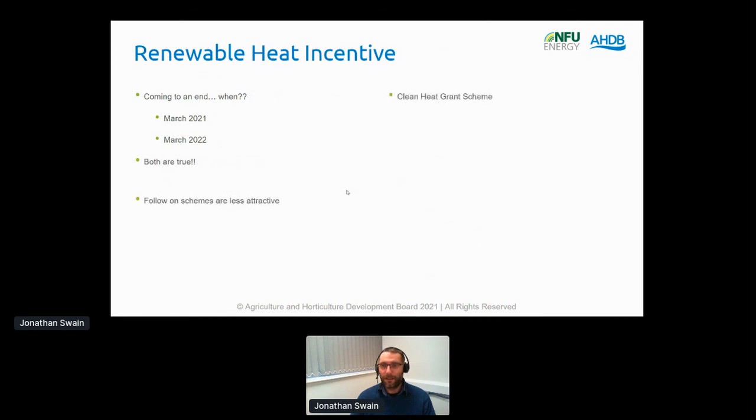And as I said, follow-on schemes are less attractive. That's the clean heat grant scheme that I was talking about, very small scale grant, £4,000. It's not going to go very far towards a megawatt biomass boiler or a megawatt heat pump, is it?